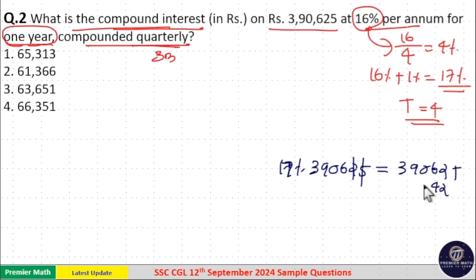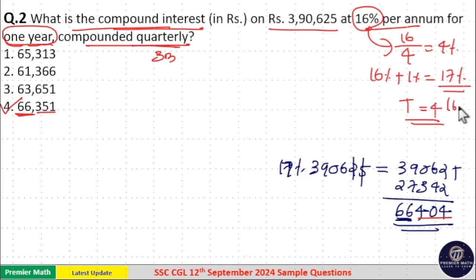Then 7% is 7 into 6, 42. And 7 into 9, 63. 7 into 3, 21 plus 6, 27. If you add 2 to 4, 6 plus 4, 10. This is 4. And this is 16 and this is 6. Now if you check for 66, you can see here you have 66. So option 4 is your answer. Now this is the exact value 66,351. Here we got 404 because we calculated it as 17%. Your actual value is around 16.9.